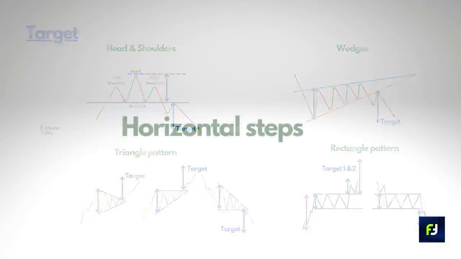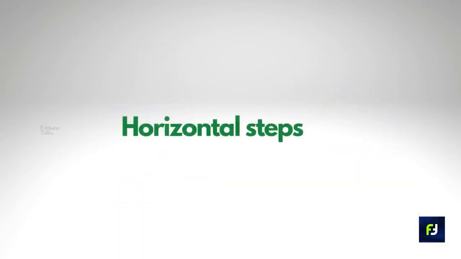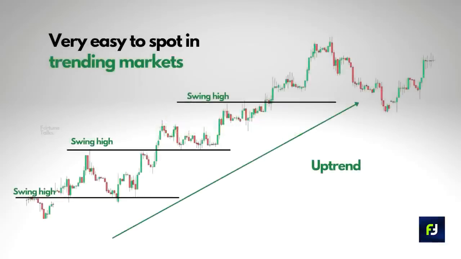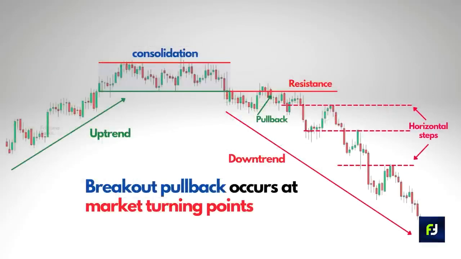Now, the second way of trading pullbacks is using horizontal steps. The stepping behavior can be observed during many trending phases in the market. During the ongoing trending phases, the price will often present those stepping patterns. This pullback approach is a great addition to the previously discussed breakout pullback.